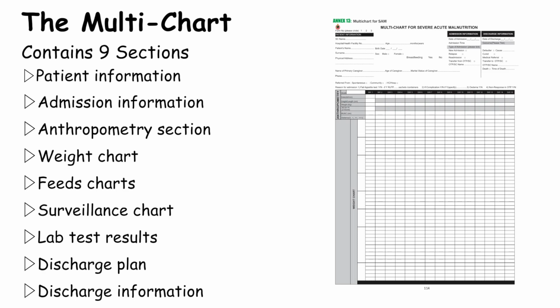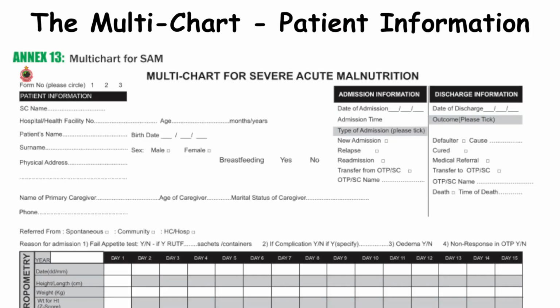We shall take a look at each section in detail, specifically the section to record patient information. This section is completed when the child is being admitted to the stabilization center. This section contains critical identifying information such as the name of the facility, the patient, and address. You will start by circling the form number. This indicates the number of forms that have been used for the admission instance. If it is the first form for that patient, we circle 1. If treatment extends into a second form, then that form is circled as 2 and so on.